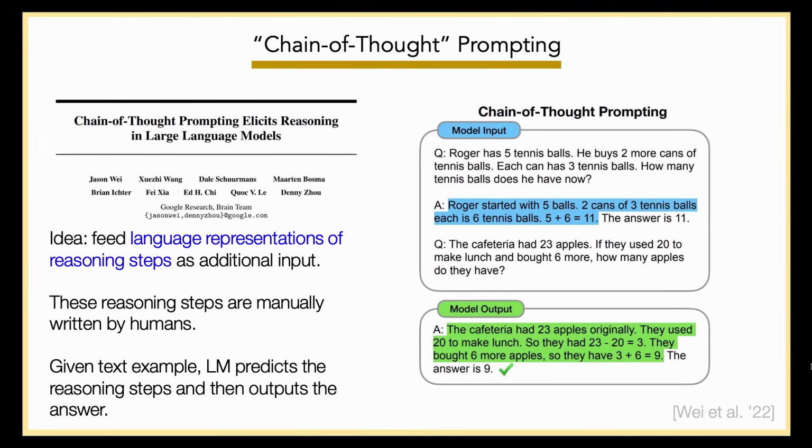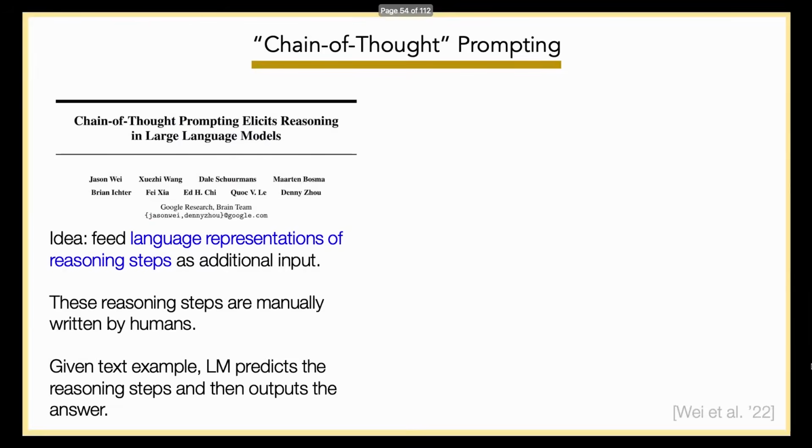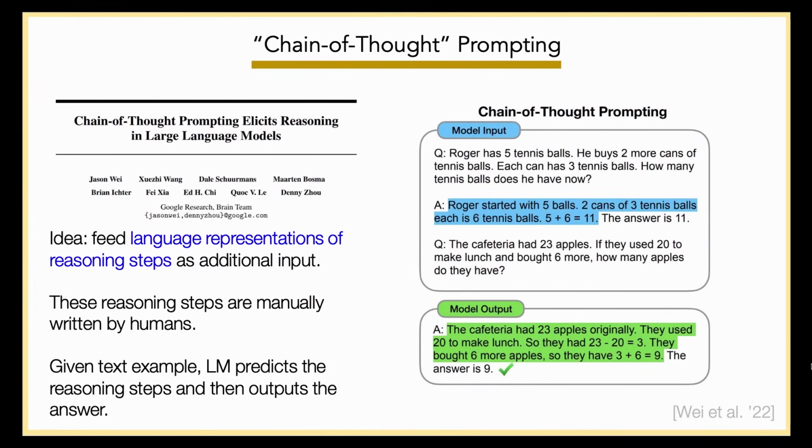And so, going back to the example that we had on the previous slide, rather than just saying, here's the question, and 11 comes out, we say, here's the question. Roger starts with 5 balls, 2 cans of 3 tennis balls each is 6 balls, 5 plus 6 is 11. The kinds of things that you might imagine saying out loud to yourself or writing down in the course of doing a problem like this.